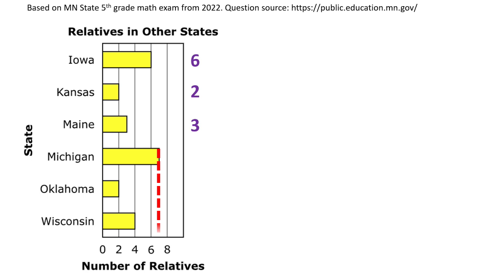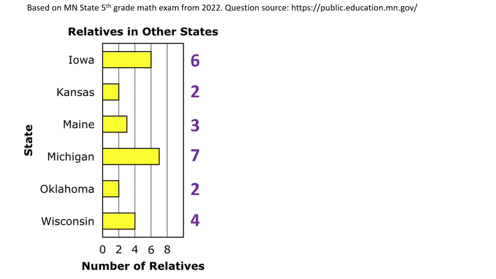In Michigan, she has 7 relatives. We know that value is 7 because the end of the bar is halfway between the line for the 6 and the line for the 8. So there must be a hidden number 7 here. In Oklahoma, she has 2 relatives. And in Wisconsin, Susie has 4 relatives.